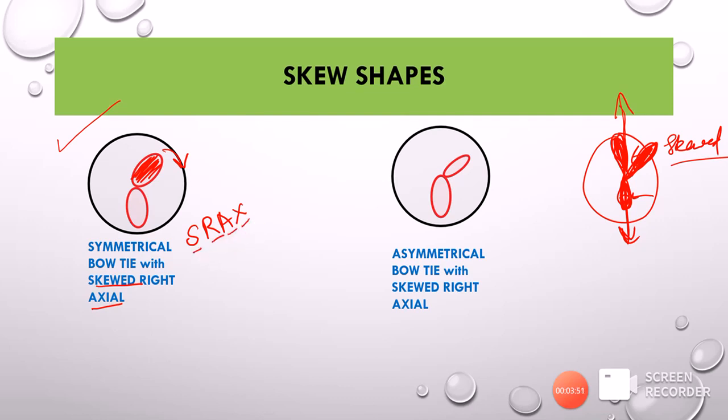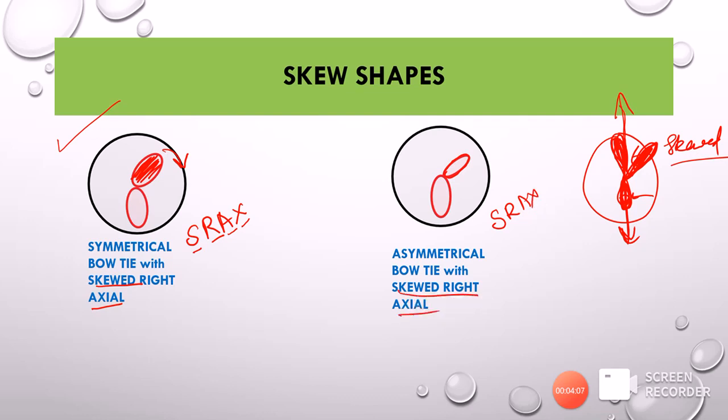And now over here there is a bow tie, but the bow tie is of different shapes. The inferior one is bigger, so we can say asymmetrical bow tie with inferior steepening, and along with that there is a skewed radial axis. Again, it is tilted towards the right side.